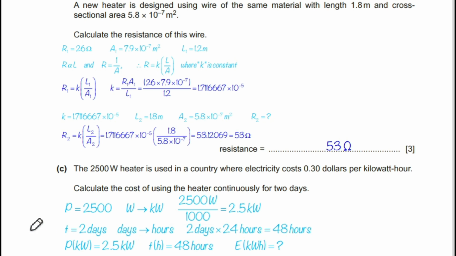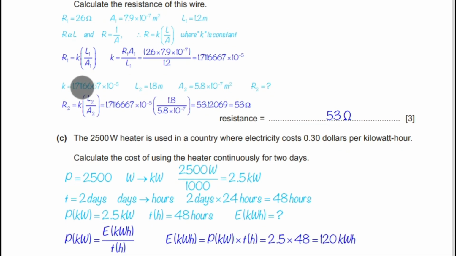2,500 divided by 1,000 equals 2.5 kilowatts. Convert time to hours. Since we are running the heater for 2 full days, time in hours equals 2 days multiplied by 24 hours per day, giving us 48 hours. Calculate the energy consumption. Energy in kilowatt hours equals power in kilowatts multiplied by time in hours. 2.5 kilowatts times 48 hours equals 120 kilowatt hours.